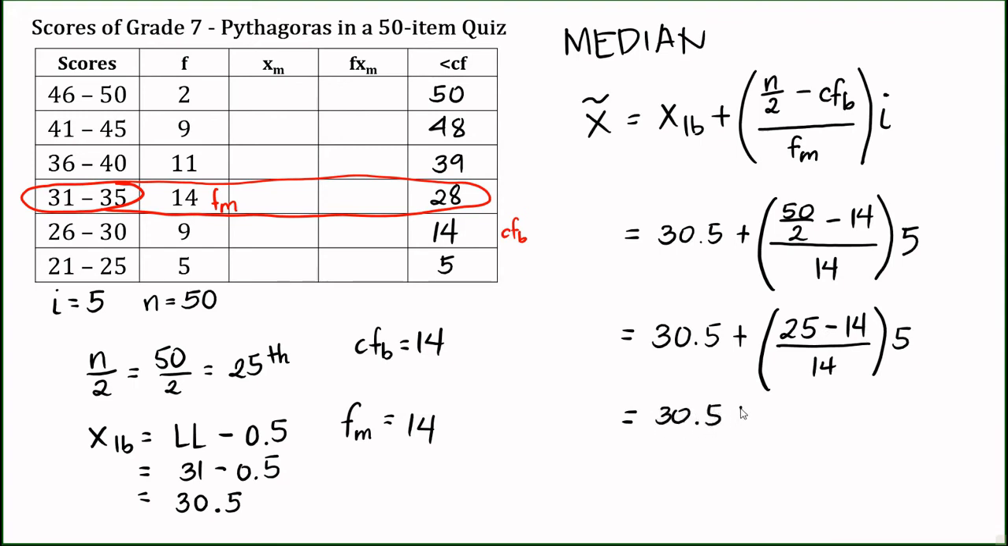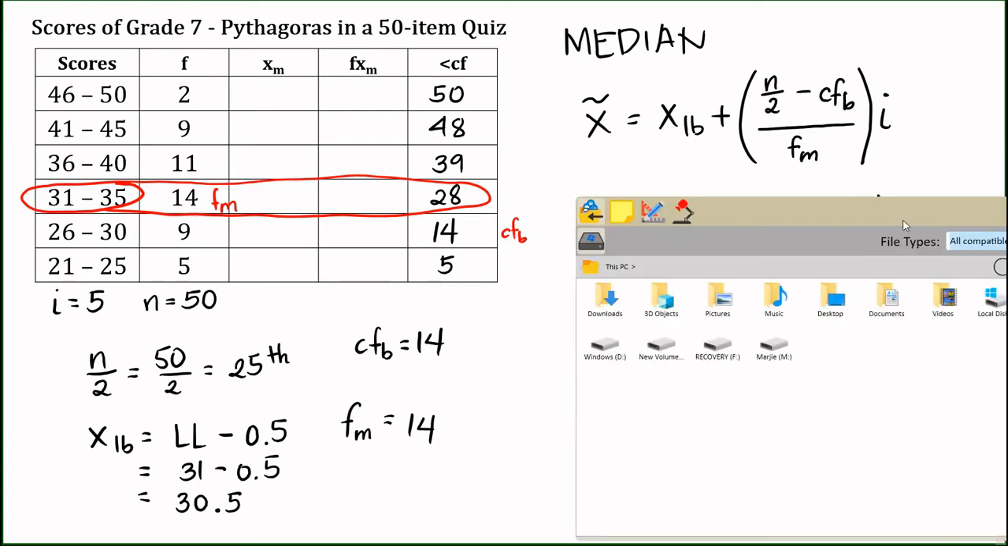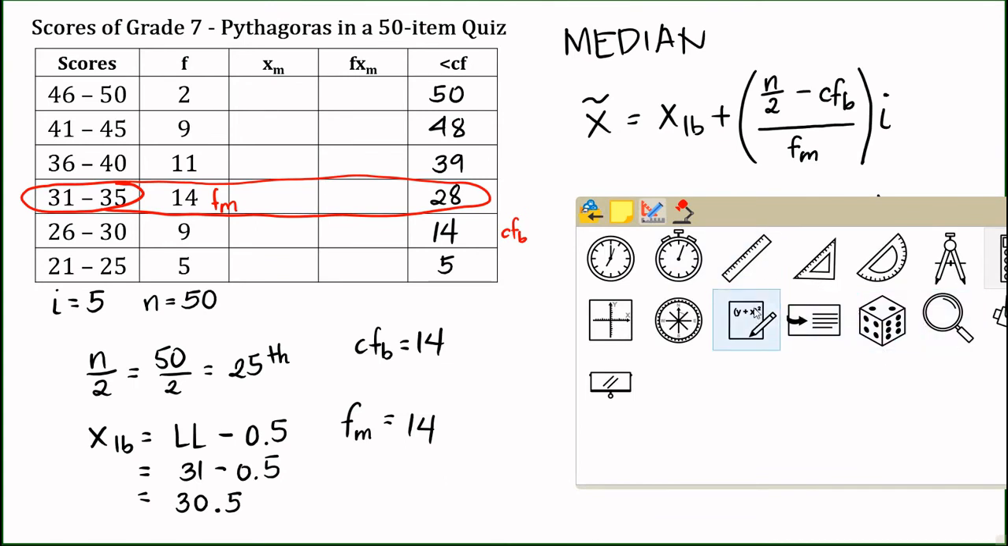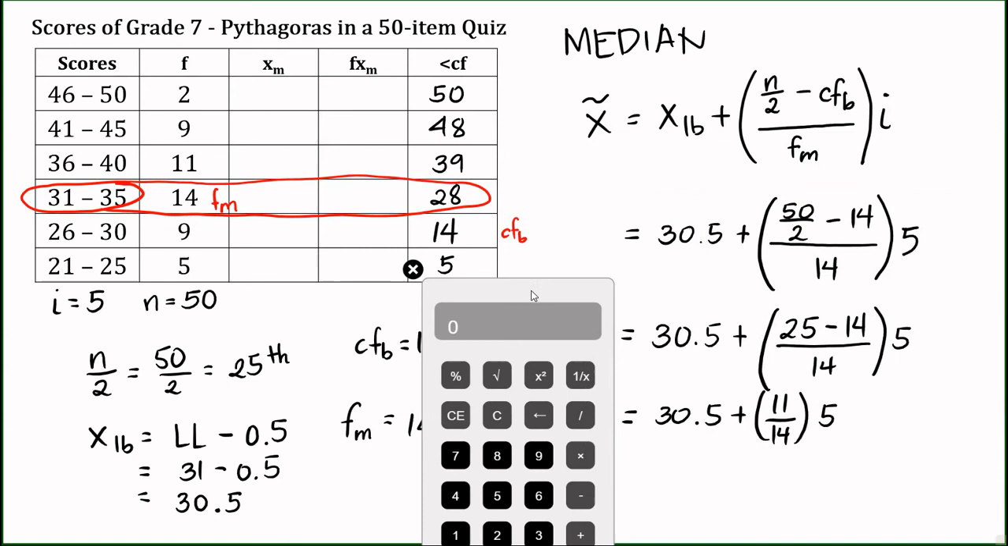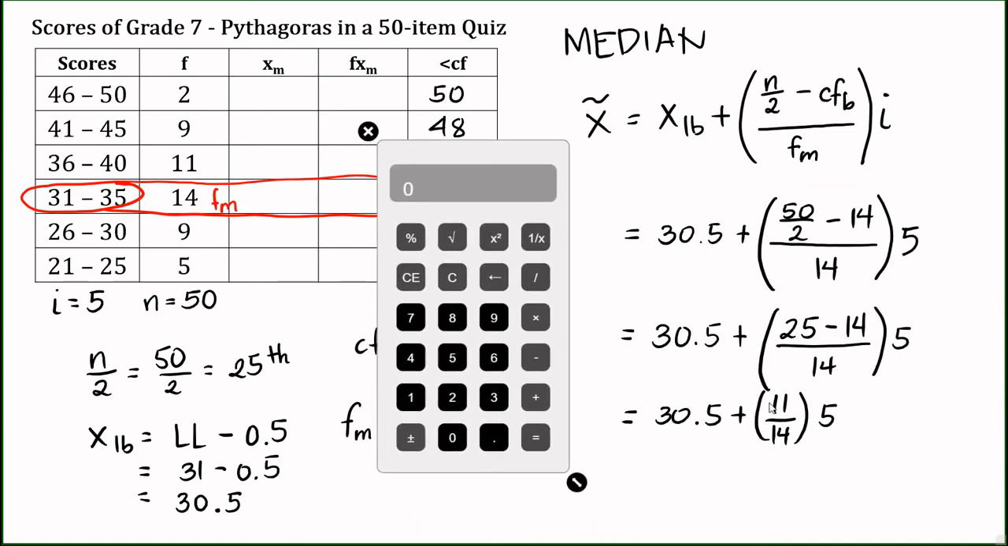30.5 plus 25 minus 14 is 11. So, magiging 11 over 14. And then, times 5. So, pwede na naman tayong gumamit dito ng calculator. Gamitan natin ng calculator na. Ayan. So, magsisimula tayo dito sa fraction. Meaning we have to divide 11 by 14.